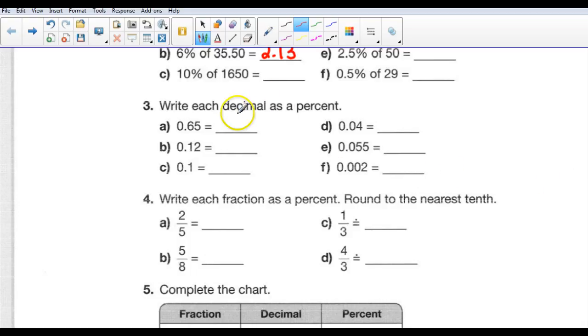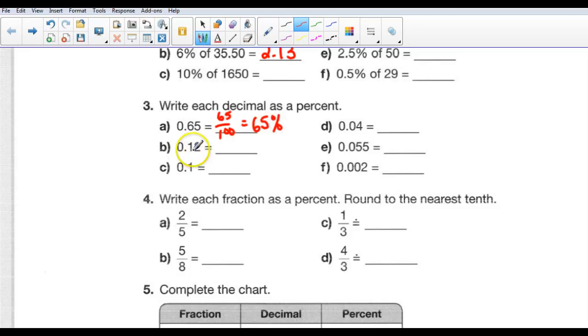Write each decimal as a percent. Okay, well, 0.65, we can work our way backwards as a percent. Okay, so we look at the decimal point. The 6 is in the tenths spot, the 5 is in the hundredths spot, so we can say this is the same as 65 over 100, and 65 out of 100 is just 65%.